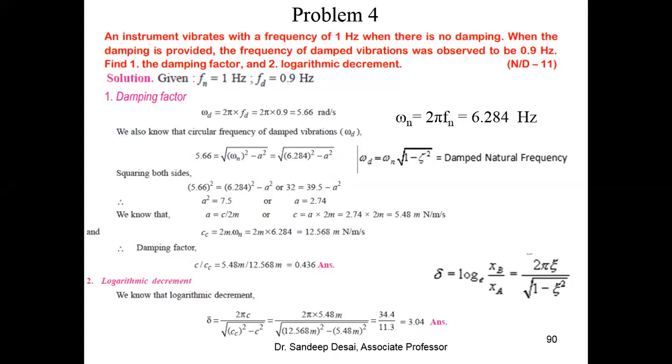6.284. Check whether you get this. Natural frequency in radians per second of undamped vibrations, under root k divided by m. No, you can calculate here 2 pi fn because you know fn. So 2 pi fn you can calculate and it is equal to 6.284. You can just confirm this answer. Omega n is equal to 2 pi into fn. Fn is given as 1 hertz. 2 pi into 1, 6.284. Right? So you know omega n.